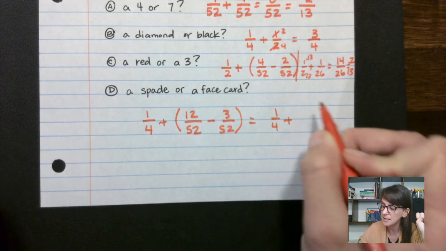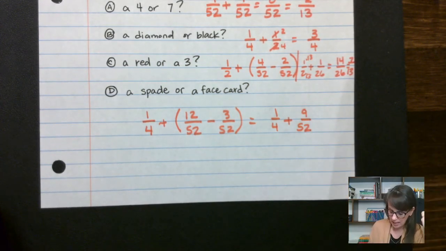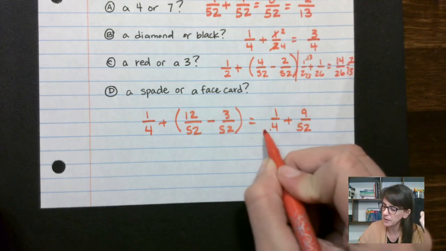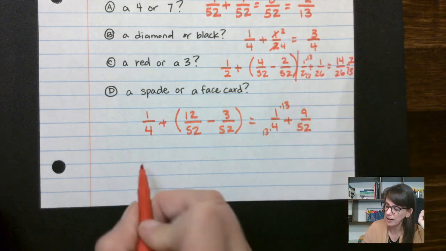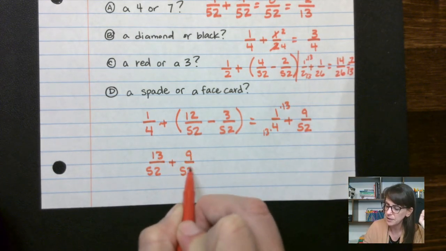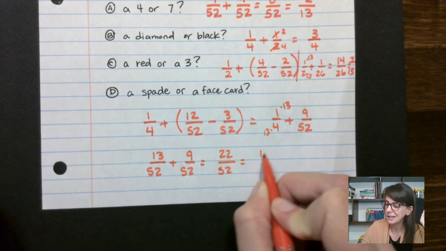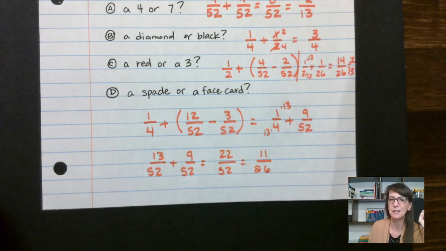So I get 1/4 plus 9 over 52, right? Now, 52 divided by 4 is 13, so multiply this by 13, multiply this by 13. Now what I have is 13 out of 52 plus 9 out of 52. That's 22 out of 52, which is 11 out of 26. 11 out of 26.